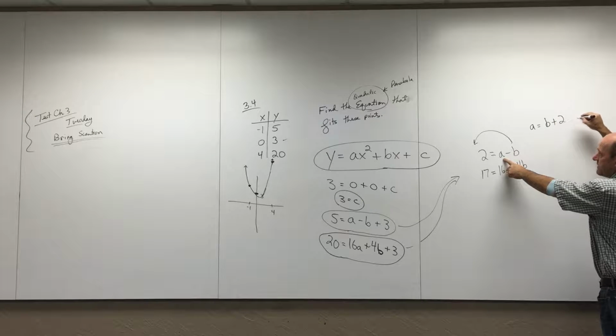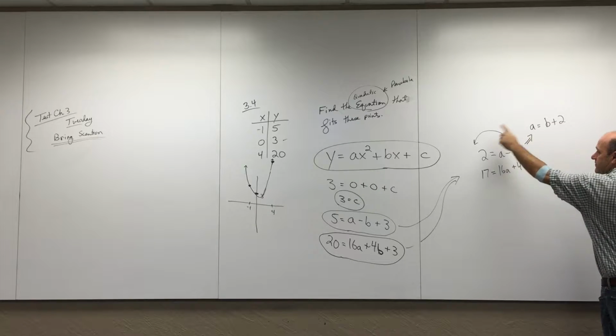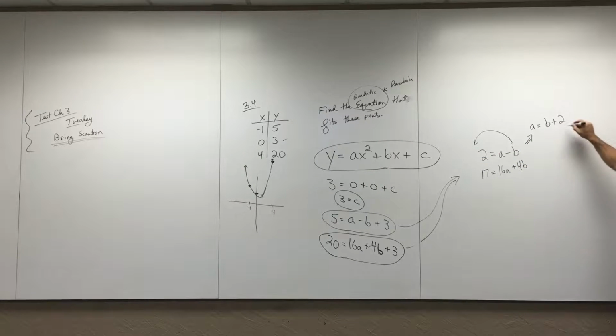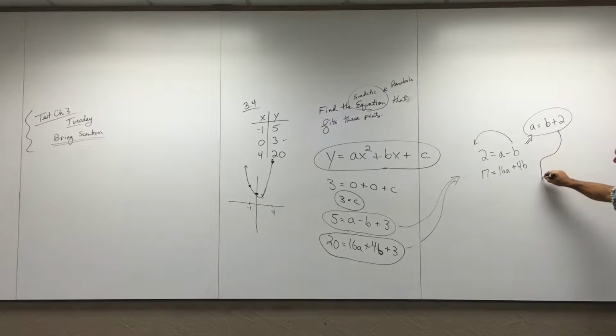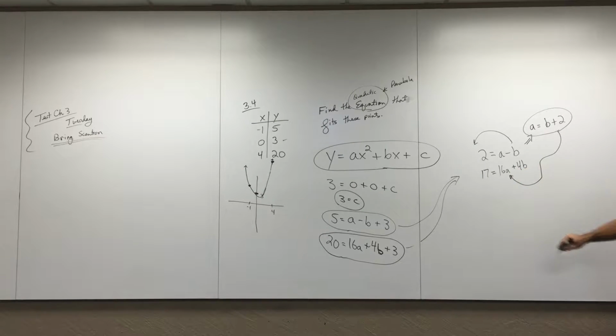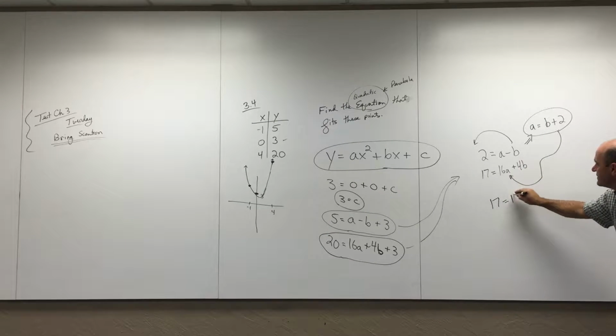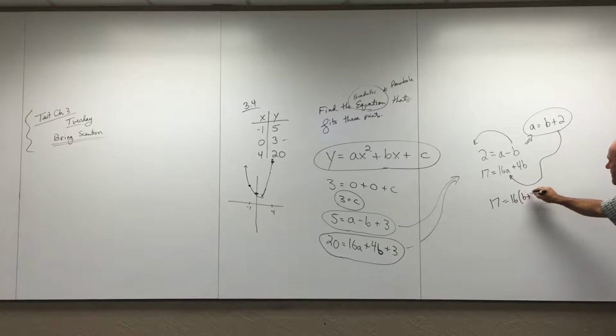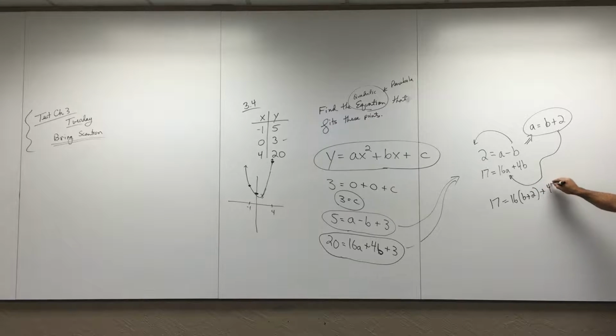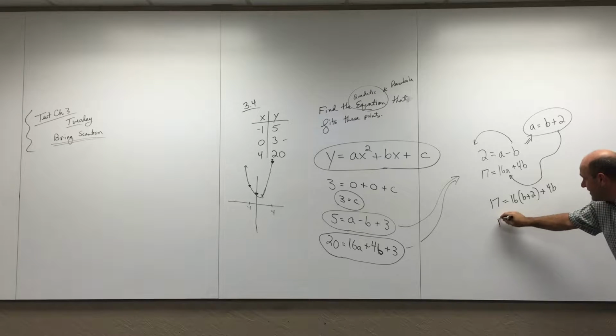Are you guys okay with that? If I add the B, A is B plus 2. I think I'll substitute, that's what I'll do. I'll substitute that for A. Okay, here I go. 16 times A plus 4B, but that A is B plus 2. Hey, I should be able to find B. It might not be pretty.